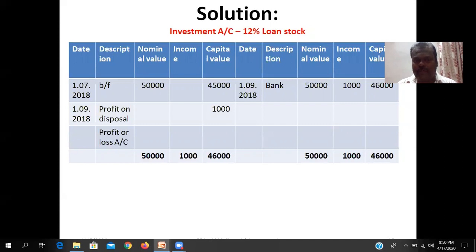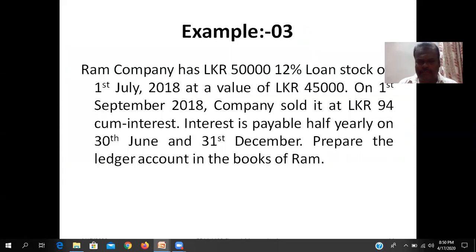What is the nominal value? That is 50,000, which is recorded. And the capital value is 45,000. For this opening balance, we don't need to see whether it is cum or ex, because we don't need to adjust the interest. So we make the entry on the debit side as the opening balance, 50,000 nominal value and capital value 45,000.